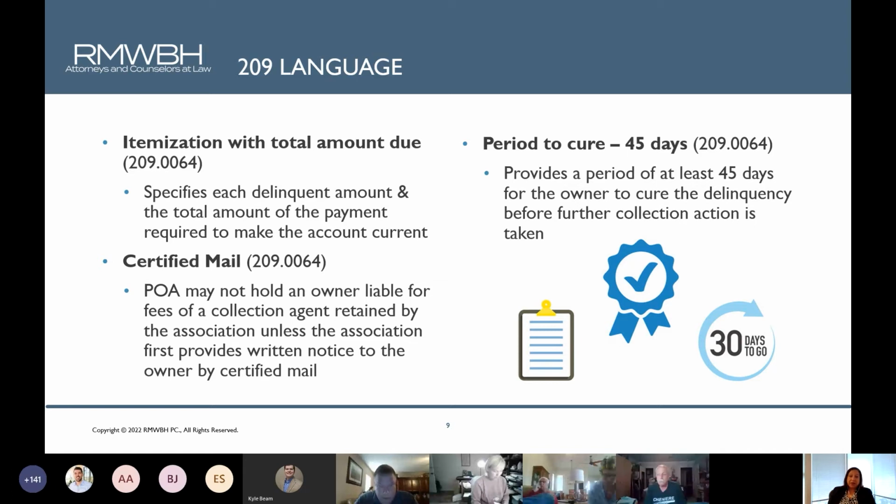We have some associations that kind of took some risks and said, well, we've already sent out our 209 letters and they all said 30 days. What do we do now? Our recommendation is to redo the 209 letters and give the homeowner 45 days. That's so frustrating, annoying, that obviously delays the collection process, because now we have to give them another 45 days.